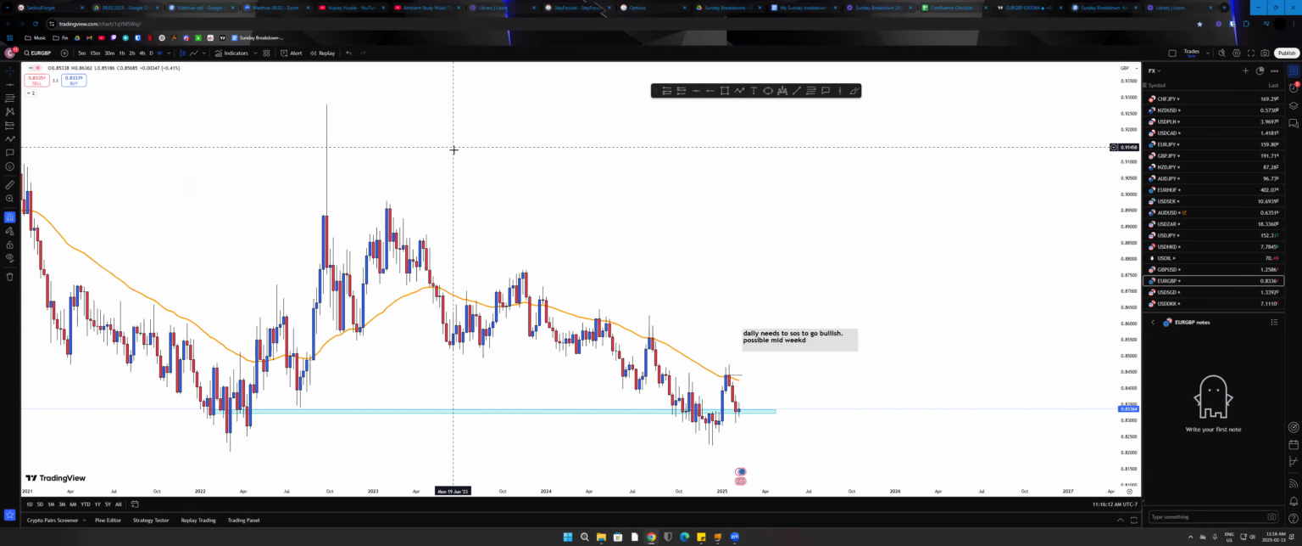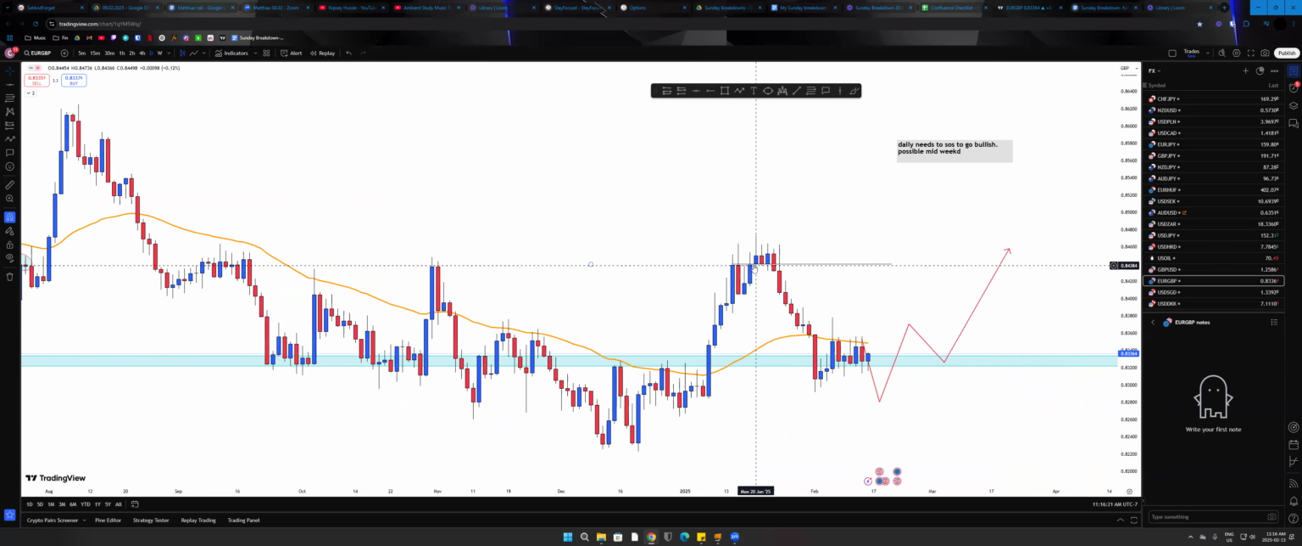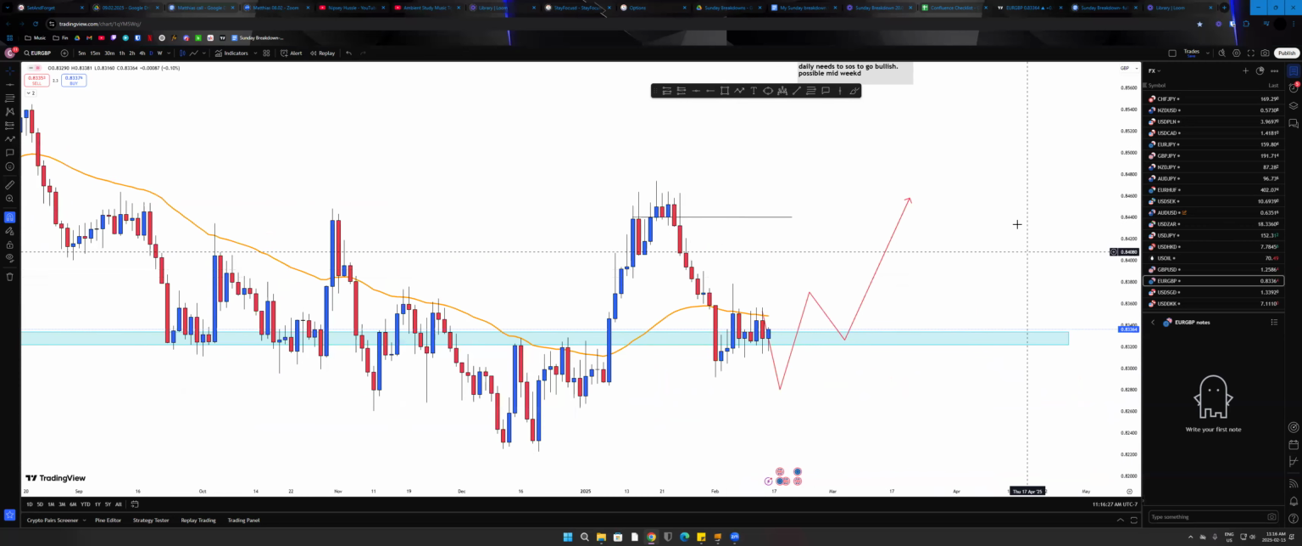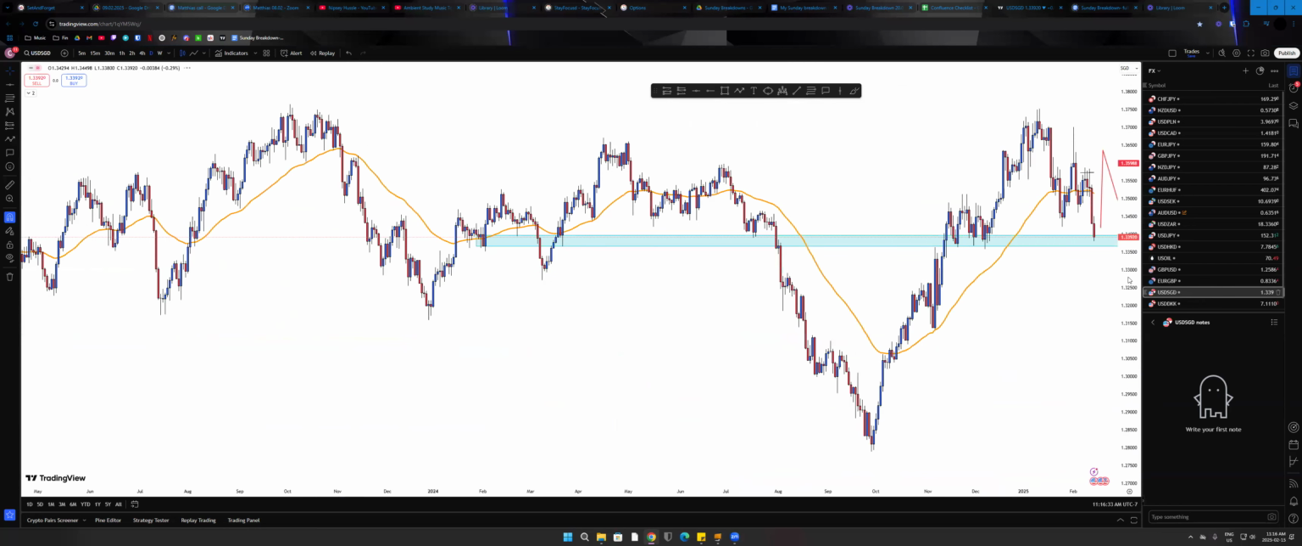EUR/GBP, weekly is bullish. Daily is currently bearish because we made a higher high and we broke through all of that right there. So we need this to shift to bullish, so possibly midweek.